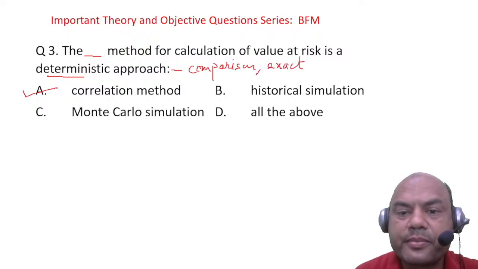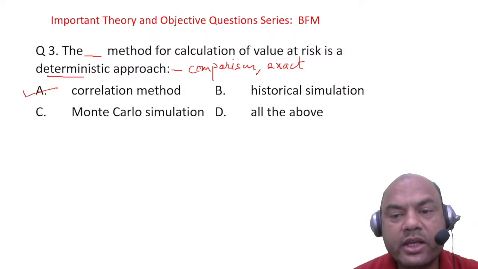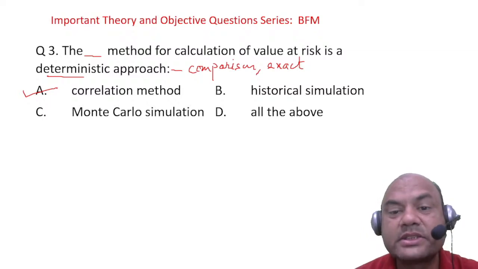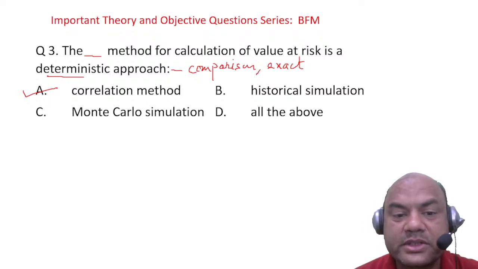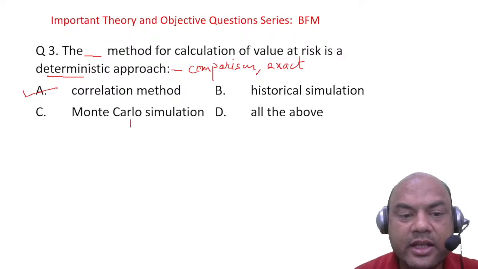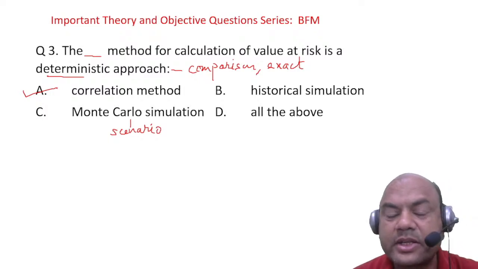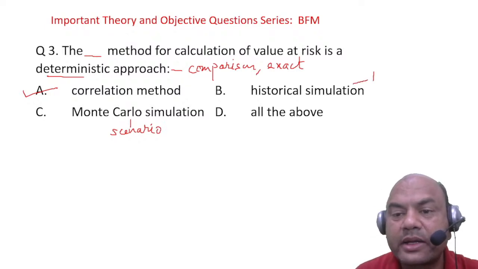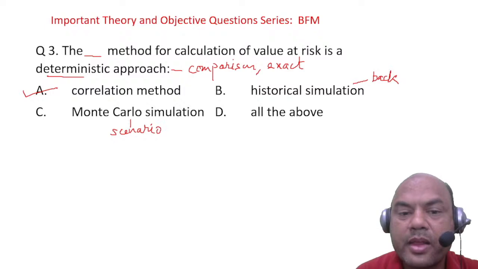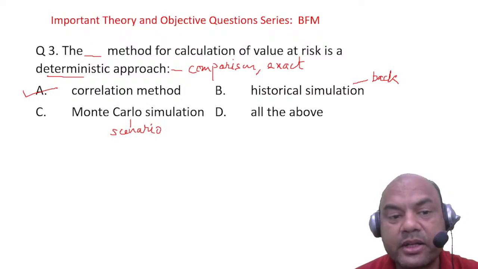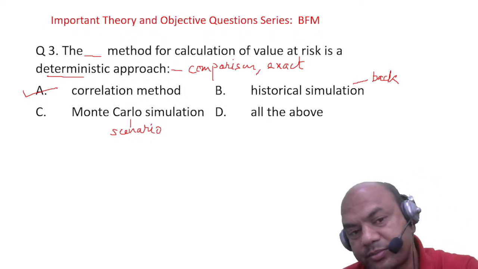Historical simulation and Monte Carlo simulation are scenario analysis. Monte Carlo is for scenario analysis, and historical simulation is related to share. Again, it's a simulation only. So these are simulation methods, and this is also related to back testing. But this correlation method is deterministic, means here exact answer you will be getting. So correct answer is A over here.